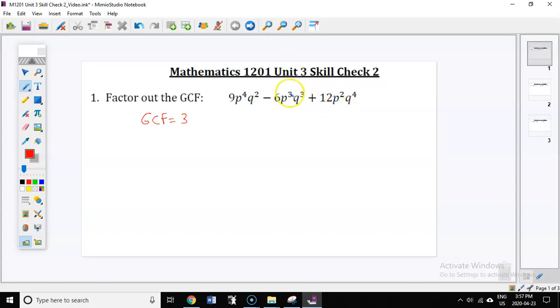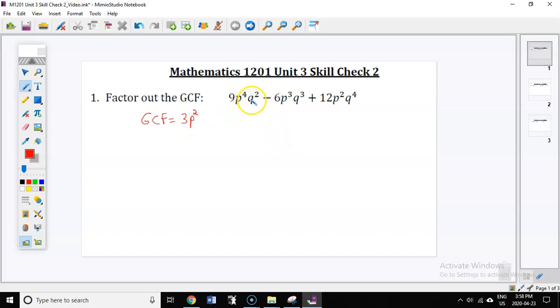Then we look at our variables. So we've got a p in every term, and the lowest power is 2. So that means I can only factor out p squared, because once that's done, the last term has no more p's. So p squared will be the GCF.